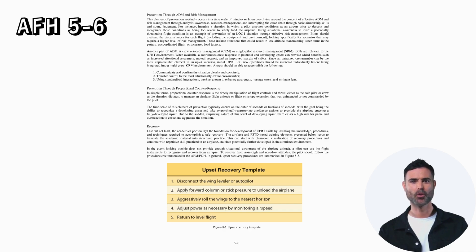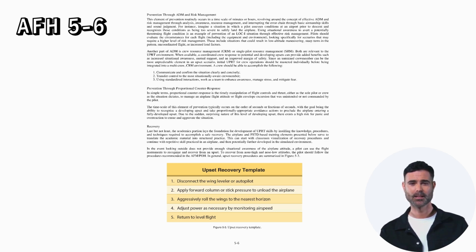Using situational awareness to avert a potentially threatening flight condition is an example of prevention of an LOC-I situation through effective risk management. Pilots should evaluate the circumstances for each flight, including the equipment and environment, looking specifically for scenarios that may require a higher level of risk management. These include situations that could result in low-altitude maneuvering, steep turns in the pattern, uncoordinated flight, or increased load factors.